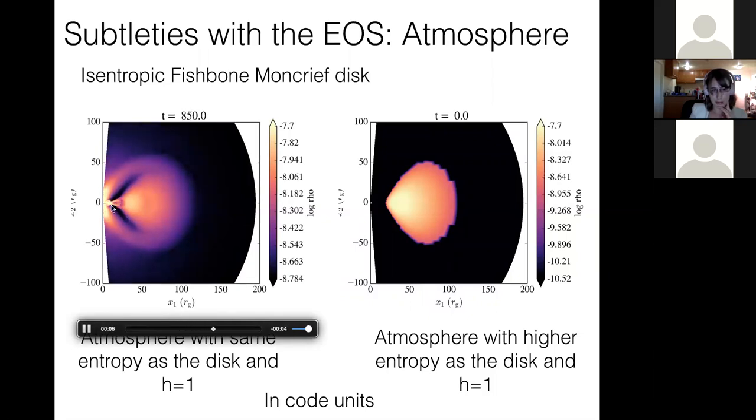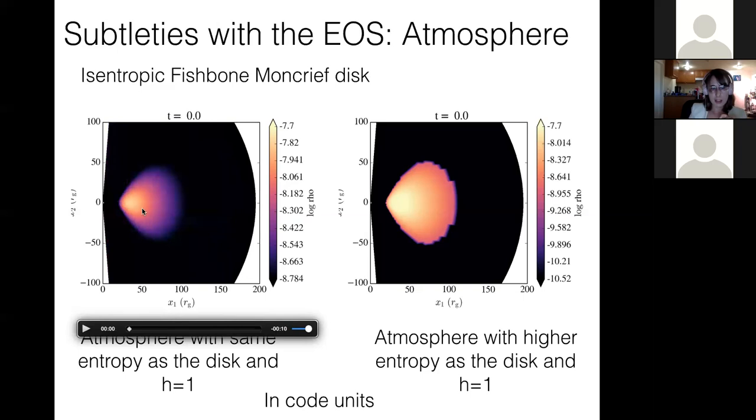As you can see, the outflow is very, very dense, and it has really high temperature. So it just obliterates the disk, which is something that we don't want to happen. This is just due to the fact that the density gradient between the central regions and the atmosphere is really low. It's only an order of magnitude difference. We want it to have lots of orders of magnitude difference.